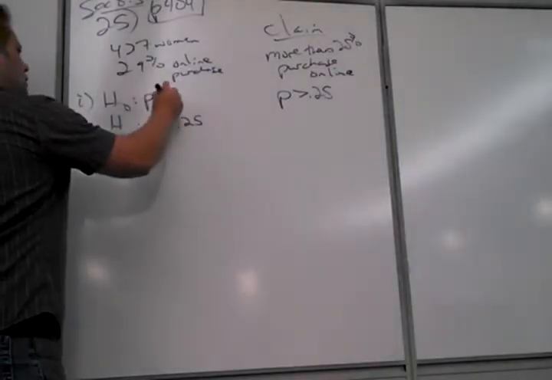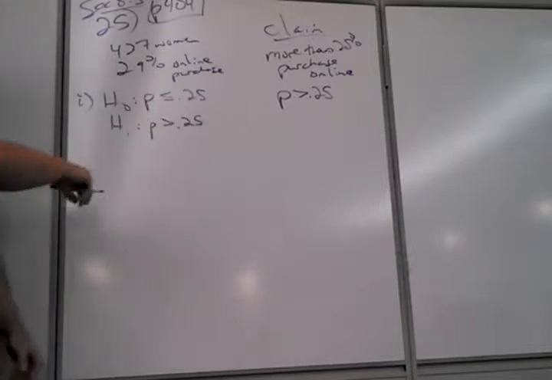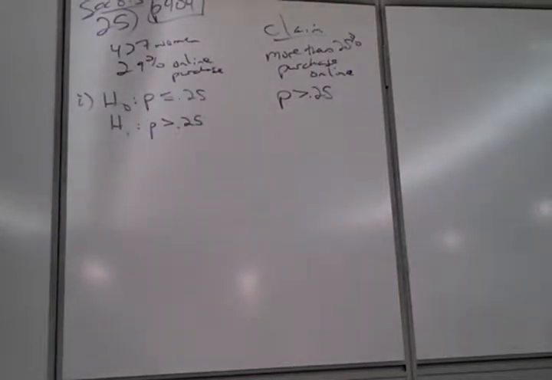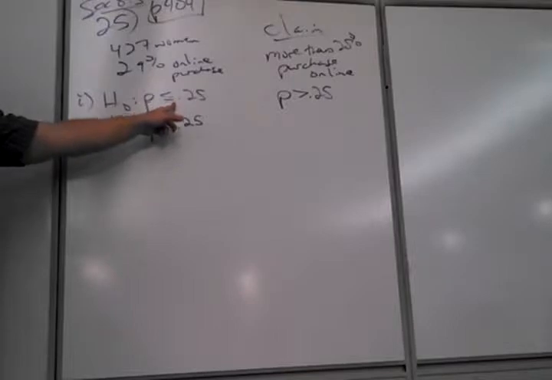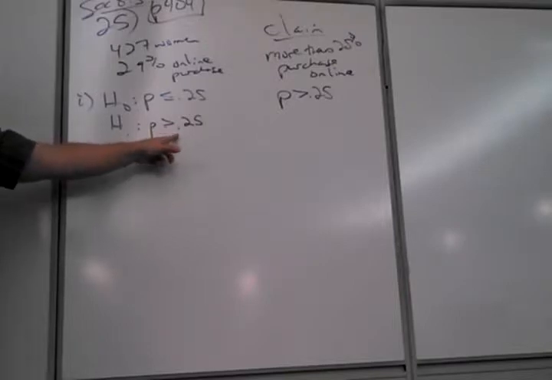Yeah. I can't remember, I think the book always makes that equal to. The book is screwy. I don't agree with it. It doesn't make any sense. It doesn't allow for a claim to be, say, we think it's at least 25% or something, right? So the opposite, or at most 25%. So the opposite would be greater than.